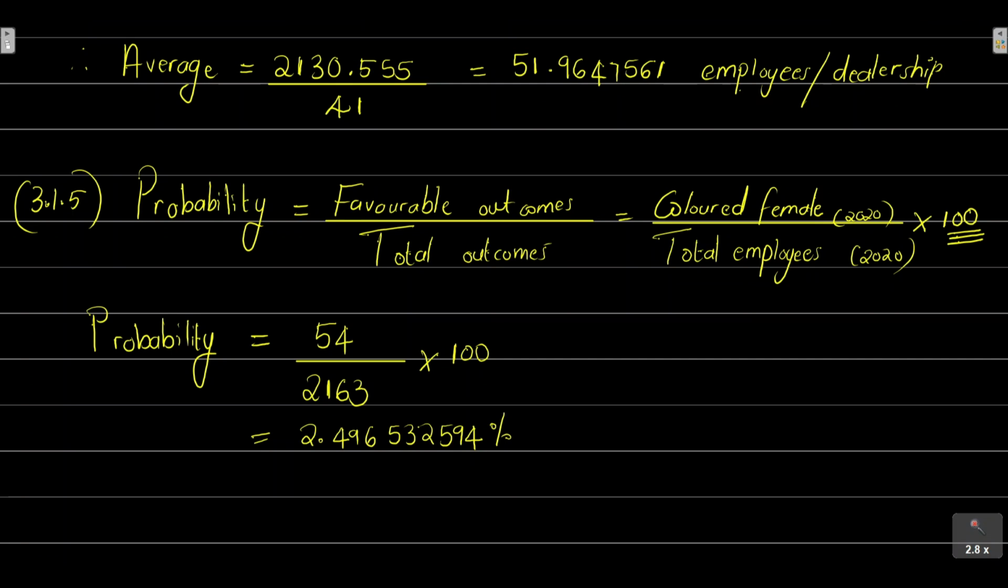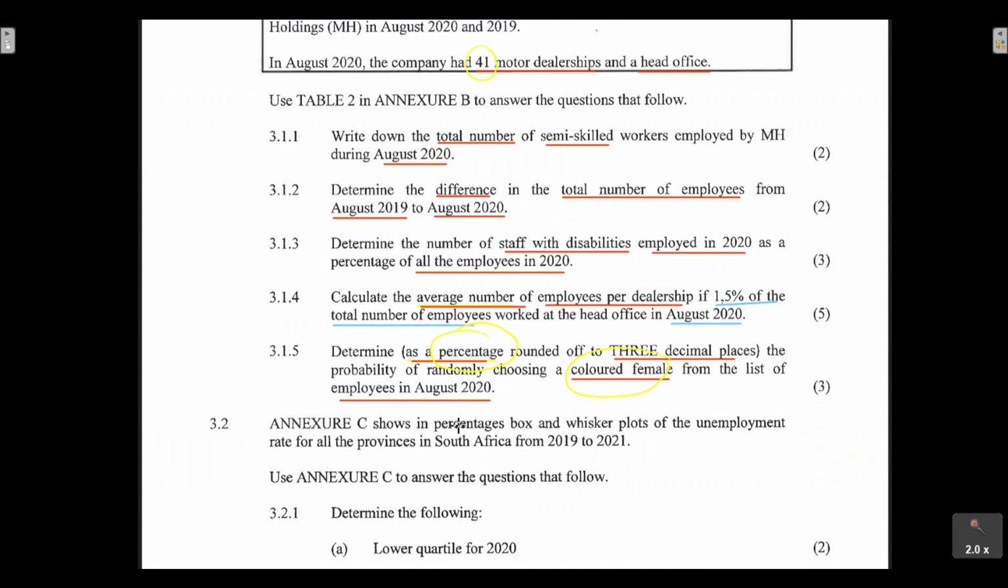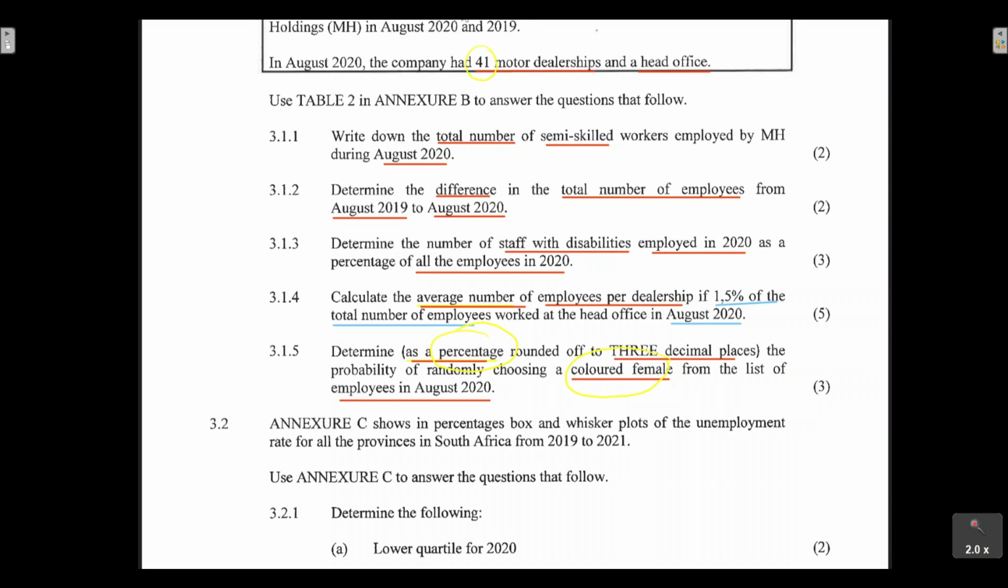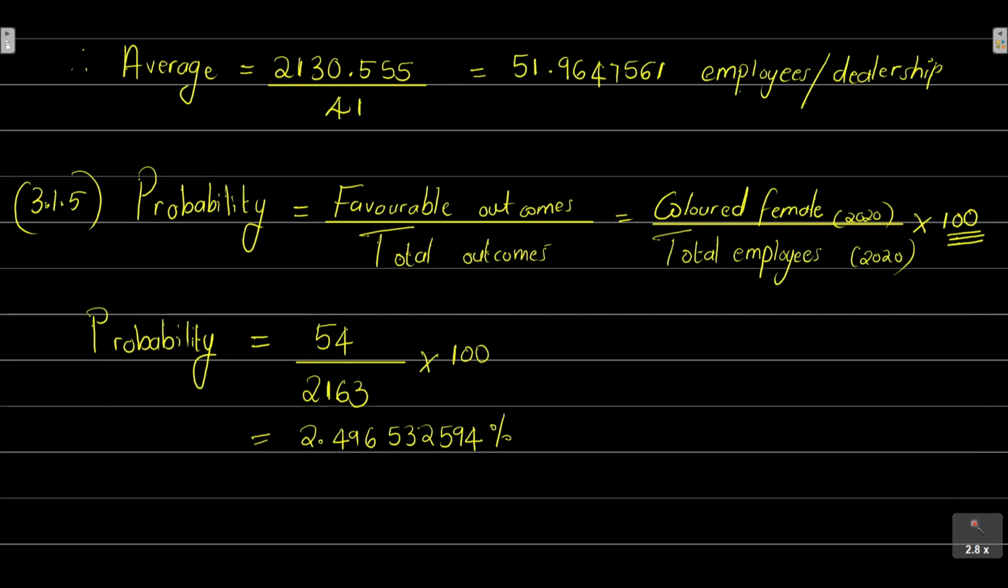2.496532594%. So the probability of randomly choosing a colored female from the list of the total employees in 2020 is 2.496532594%. But remember, the question asked us to determine the probability as a percentage and round it off to 3 decimal places. If something has to be rounded off to 3 decimal places, that means your final answer needs to only have 3 decimal places.